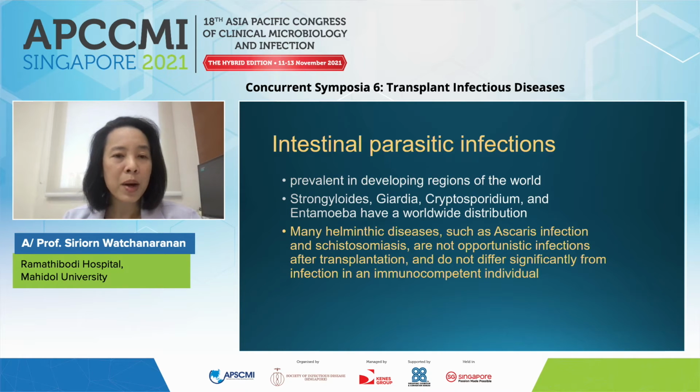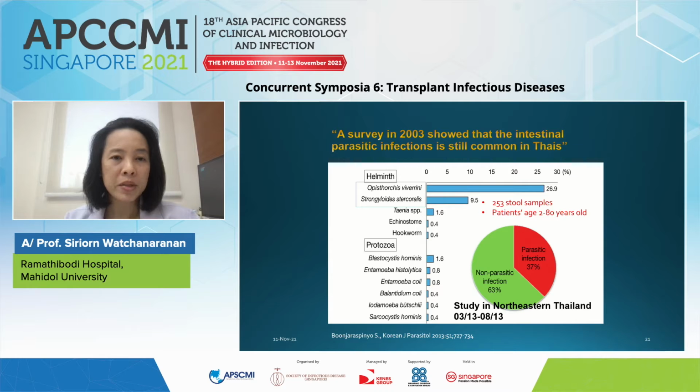Move on to the next parasitic infection. Besides Strongyloides, Giardia, Cryptosporidium, and Entamoeba also have a worldwide distribution and are prevalent in developing regions of the world. Ascaris and schistosomiasis are seen in our regions, but they are not opportunistic infections after transplant and do not differ significantly from infection in immunocompetent patients. Next slide. This is a survey of patients in Thailand. It showed that in Thailand, Opisthorchis viverrini and Strongyloides are the two most common types of helminths seen. Next slide.